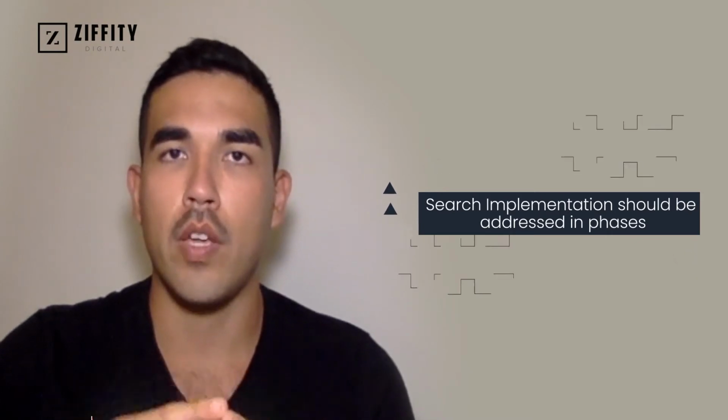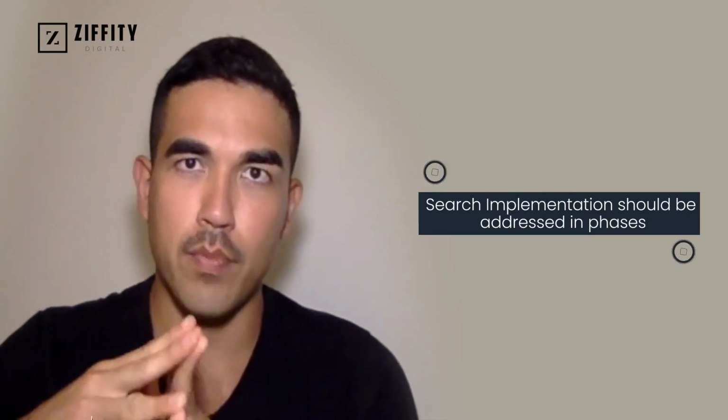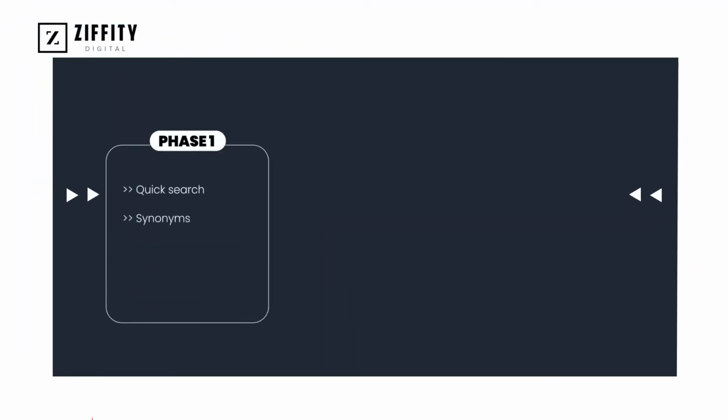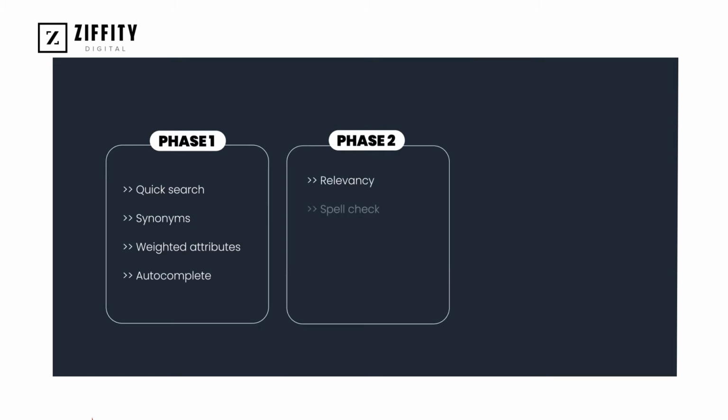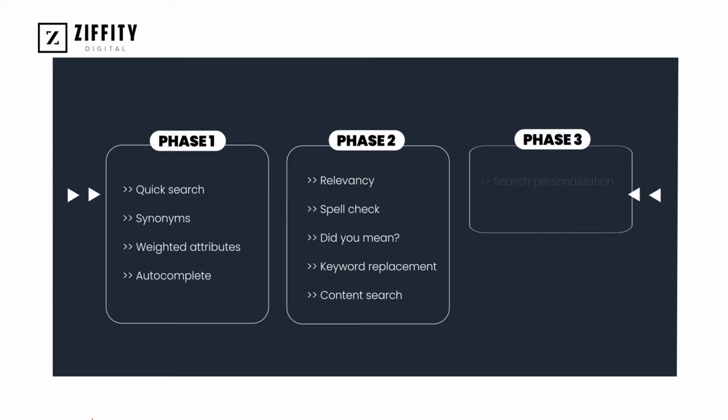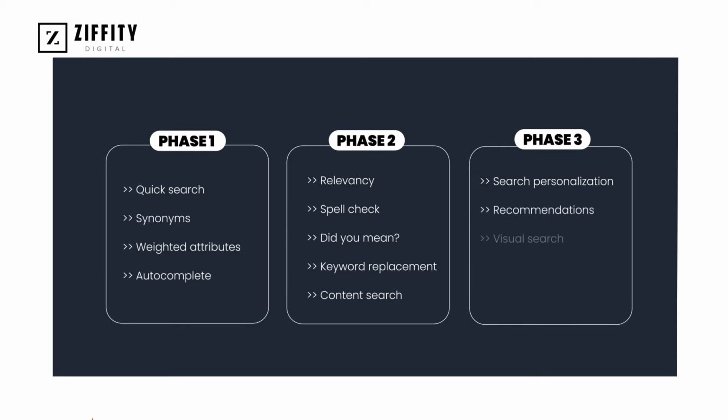So here's a quick example of a phased approach for implementing search functionality. Phase 1: quick search, synonyms, weight attributes, and autocomplete. Phase 2: relevancy, spell check, "did you mean," keyword replacement, content-specific search. Phase 3: search personalization by behavior and machine learning, product recommendation engines, visual search, natural language processing.